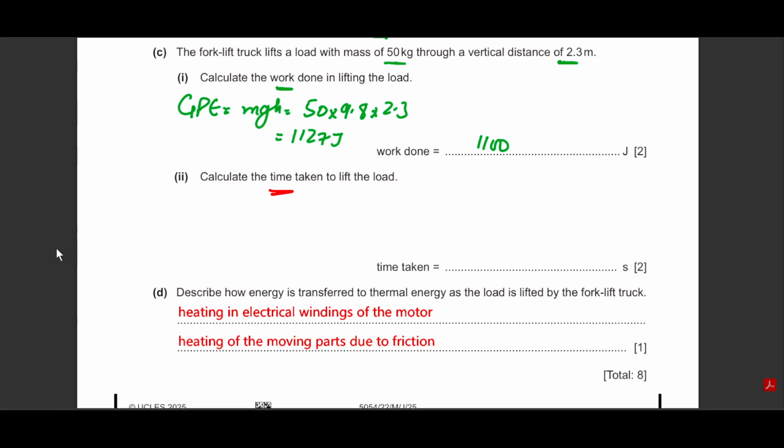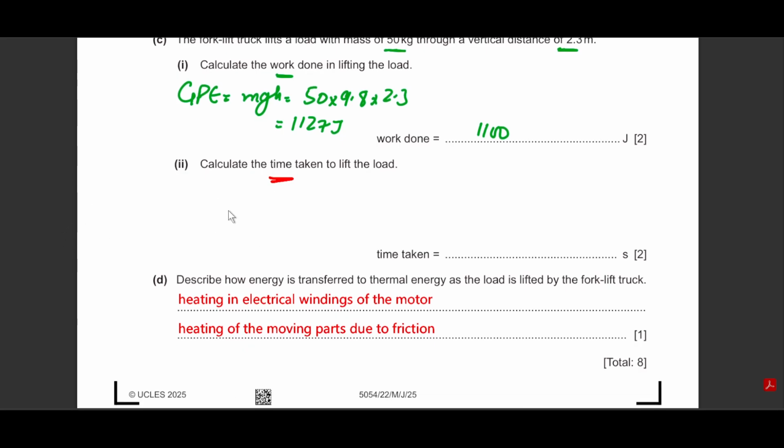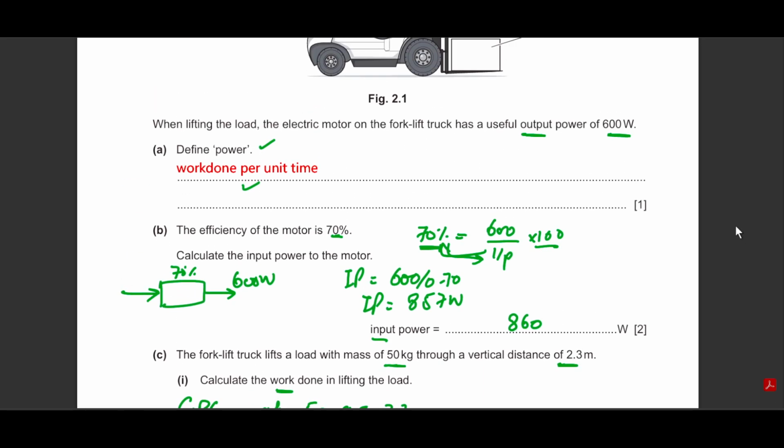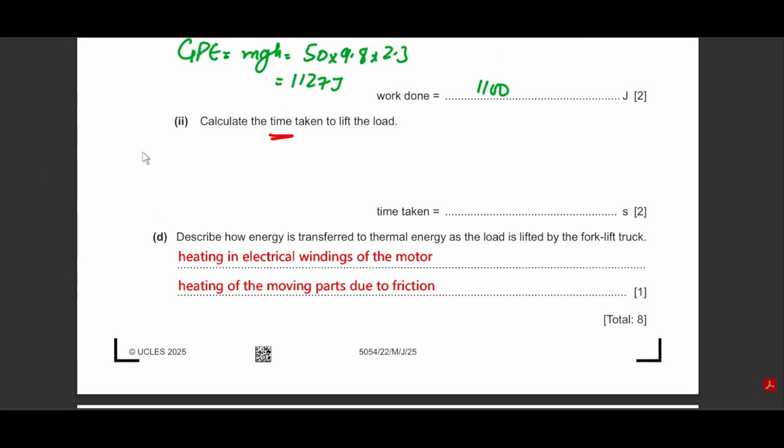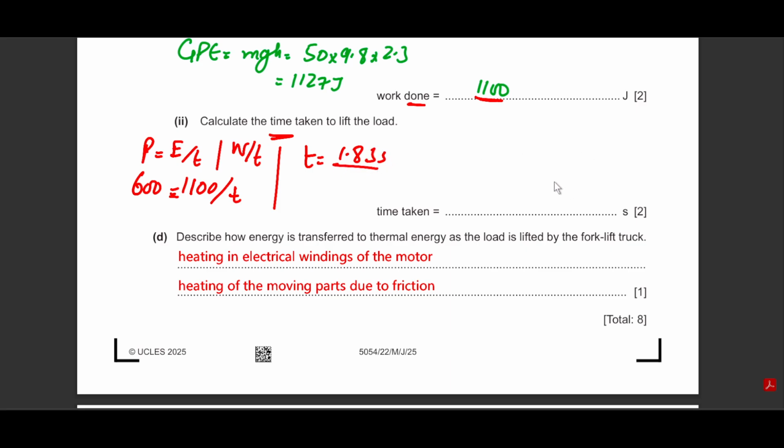Time taken for the lift to lift this load. So the effective output power that is in your axis is 600 watts. Since we want to find the time, the equation that links energy or work done with all of this together is power equals energy divided by time, or work done divided by time. So power is 600. The energy transmission required, or the work done, was 1100 divided by time. Time is going to come out as 1.83 seconds, which is going to become 1.8 seconds up to two significant figures.